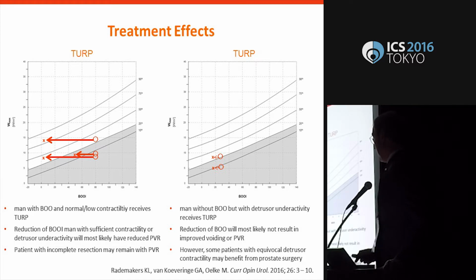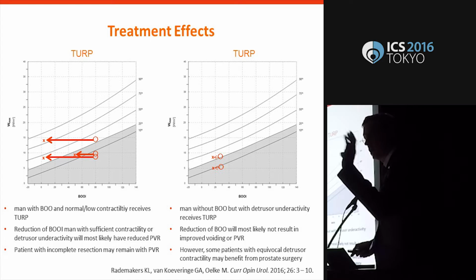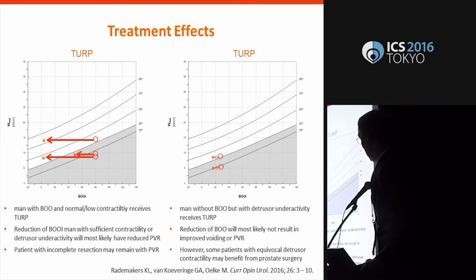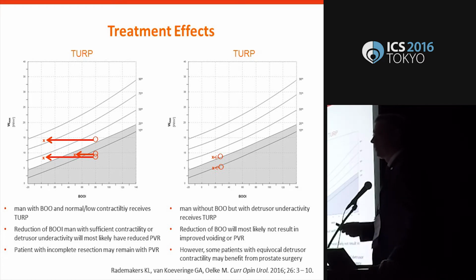So when there's a patient, a man without bladder outlet obstruction, so here is a BOI of 20, 25, 30, so he's not clearly obstructed, with Detrusor underactivity. And what's happening when this patient is now receiving a TURP? The reduction of BOO is low, so he will not significantly move to the left side. And this patient will more probably be the same as before, and it's very likely that this patient stays rather identical compared to the preoperative situation, at least from the likelihood ratio.